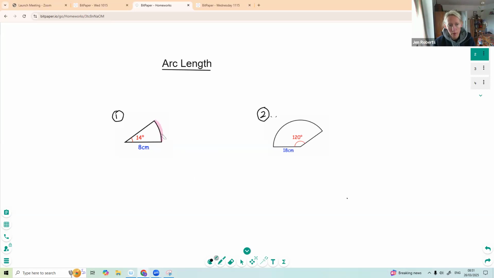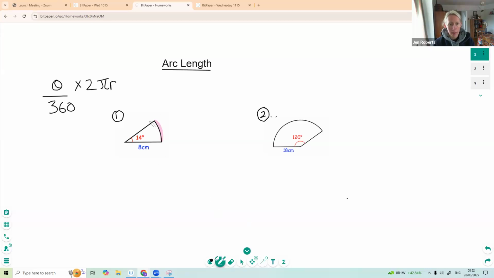So here's the arc length for question 1. As you can see, it is a proportion of the full circumference. Seeing as it's a proportion of the full circumference, we do need the formula for circumference, which is 2 pi r. If you did 2 pi r, you would get the circumference of the full circle. We only need part of it. To work out the proportion of the circle, you do the angle divided by 360. So the formula is theta over 360 times 2 pi r.